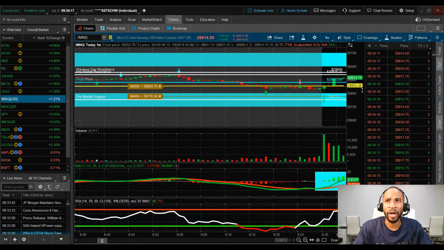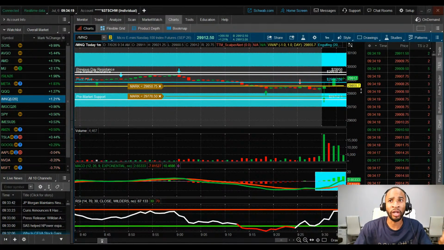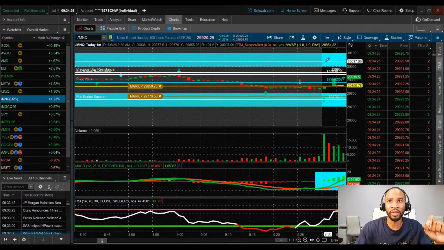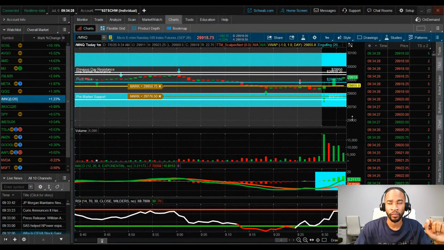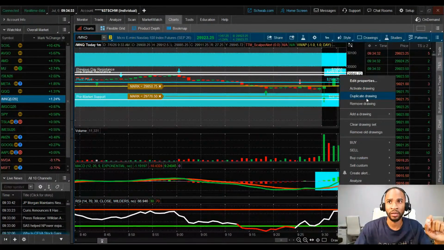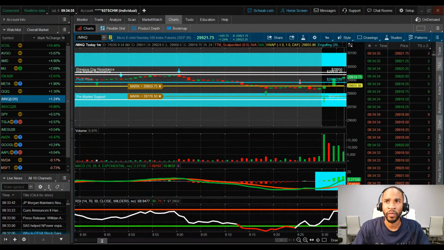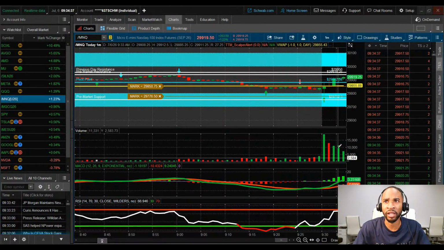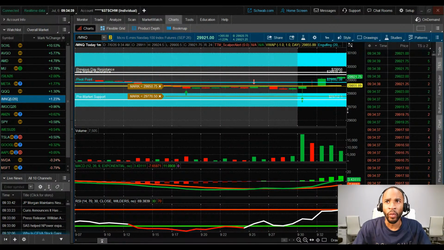The only time I would probably consider a short is if we drop below the point of interest zone, VWAP, this yellow line, or if we start rejecting this blue zone up here, or if we start rejecting these levels right here in this area. Yeah, I'm just waiting patiently. No trades yet. We don't need to rush anything.